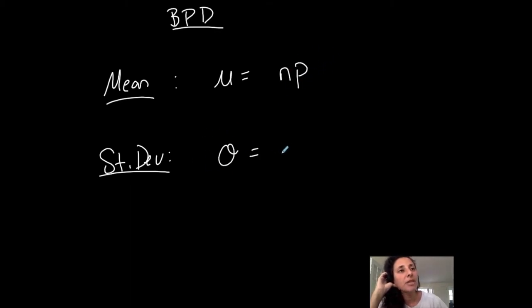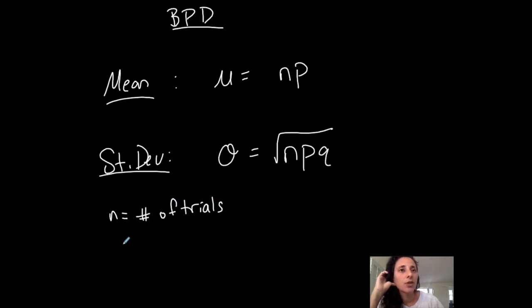Sigma, the standard deviation, can be found by doing n times p times q under the square root. Q is the probability of failure. It is the complement of p. So let me write that. N is the number of trials. Small p is the probability of success, which should stay the same if it's binomial. And then q is the probability of failure, which is always the complement of p. Not really a difficult situation.